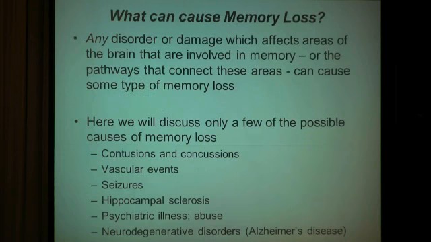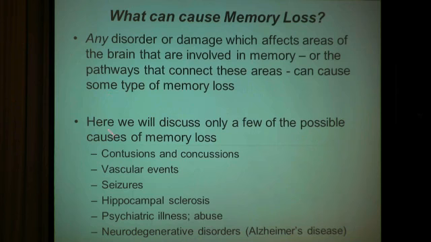Okay? So what we're going to talk about today is what can cause memory loss. This is really important. Basically any disorder that affects the nuclei or areas of the brain that process memory information, or affects the pathways that connect these areas, that would be the axons that connect the areas, can cause some type of memory loss. So you could have a disorder that is not specifically associated with memory loss, but if you lost, say, the axons between certain nuclei in your brain, you would have memory loss.